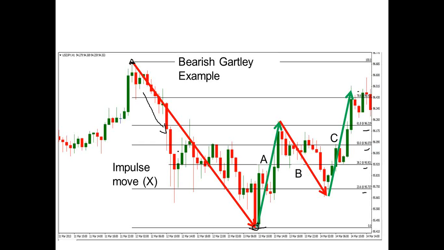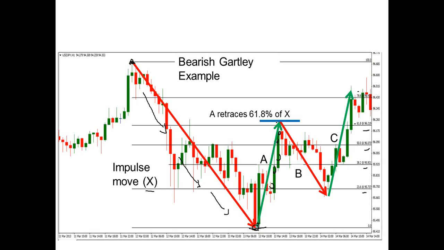Now, we have an impulse move where it's coming down, and so we're connecting the high to the low. And once we see that this starts correcting upon itself, you see right in here that the impulse move is starting to break apart. It's starting to make a series of higher highs and higher lows, and that's considered A. And what we need on that A, of course, is for A to retrace to approximately 61.8% of X.